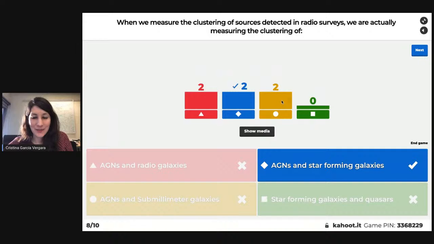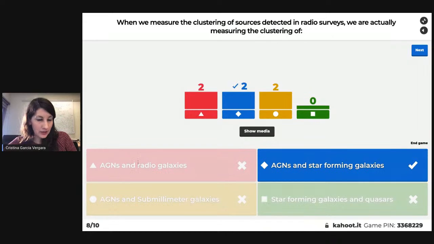Okay. Yeah, the answer is AGNs and star-forming galaxies. That is the correct one. I see that several of you answered AGNs and radio galaxy, and 2 people answered AGN and submillimeter galaxies. At radio wavelengths, we don't detect the submillimeter galaxies. We detect those at submillimeter wavelengths.